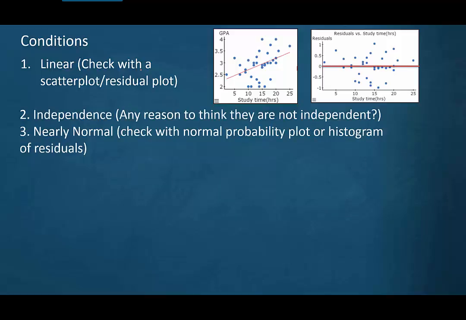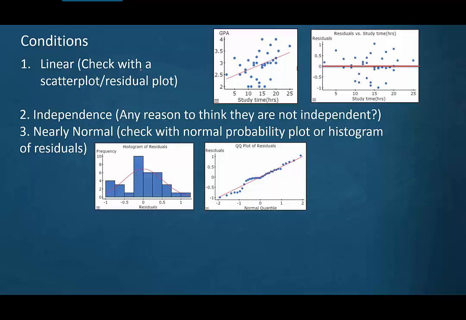The nearly normal condition. So we're going to check with a normal probability plot or histogram of the residuals. And so there's a histogram of the residuals. And then there's the QQ plot in StatCrunch. The normal probability plot produces the same thing. We're looking for roughly linear. Little curvature there, but nothing to raise too big of an alarm.